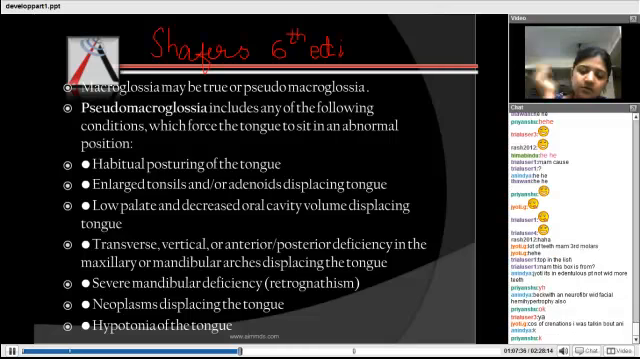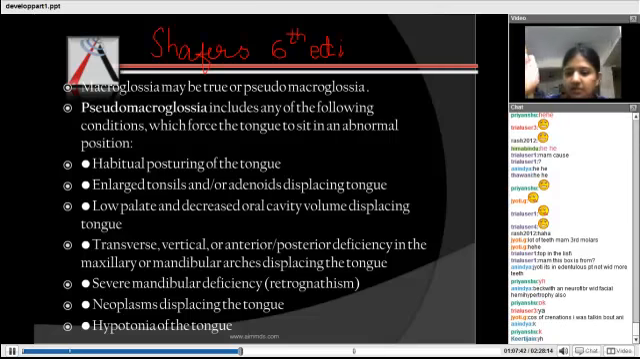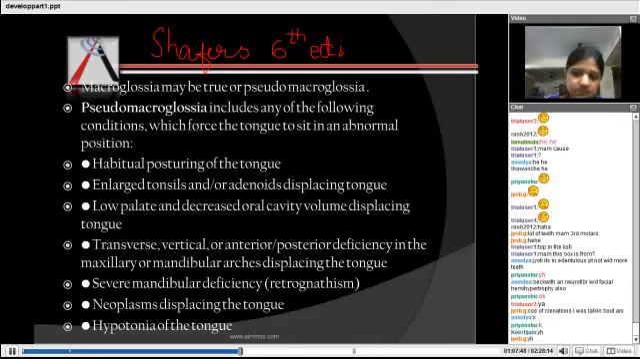If I can have all your concentration back on the slide, please. Pseudo-macroglossia means conditions other than the congenital conditions which result in the tongue occupying an abnormal position. The size of the tongue may be normal, but there are a lot of other reasons which make it appear large and which compromise function as well. So these patients with pseudo-macroglossia have compromised function.